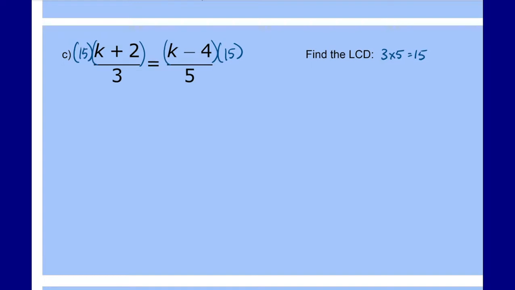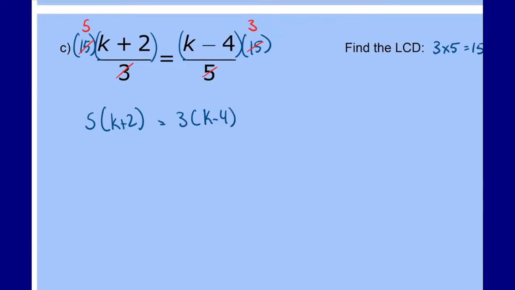Now in this case, when we multiply by 15 and then divide by 3, it cancels out the fraction but leaves us with a multiple of 5, or a value of 5 on top still. Same with the other side. 15 cancels out the divide by 5 but leaves us with a multiple of 3 on top. So we then end up with 5 times k plus 2 is equal to 3 times k minus 4. I've put the 3 in front because when we're multiplying, order doesn't matter, so I can just switch it around to have it look like something that we've seen before.